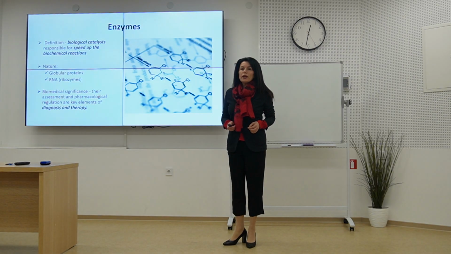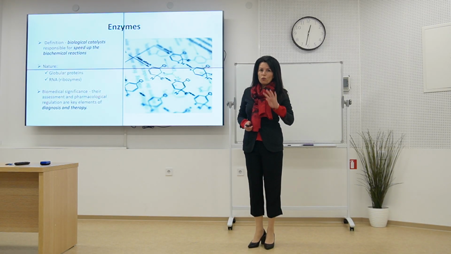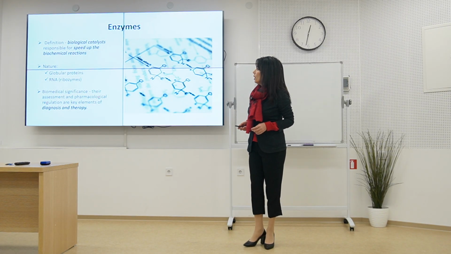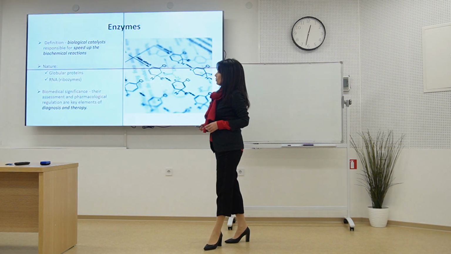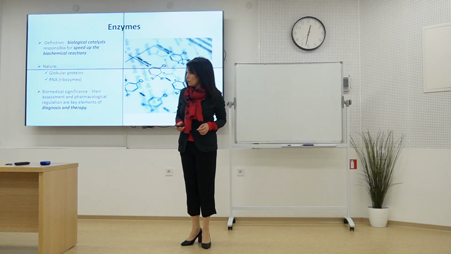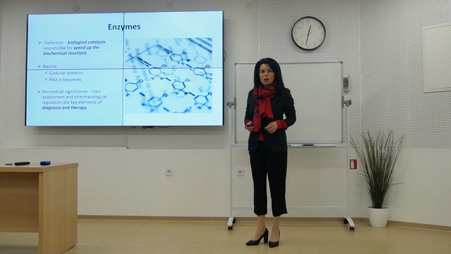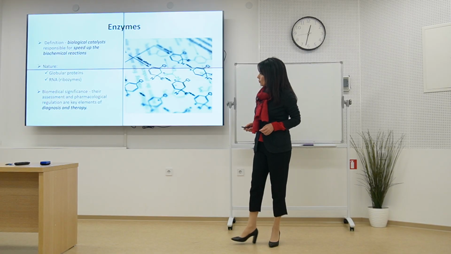About the nature, there are two types. Mostly they are globular proteins, not fibrous, but globular proteins. And some of them are RNA, or the other name is ribozymes. But from today we'll talk about only proteins, not ribozymes.